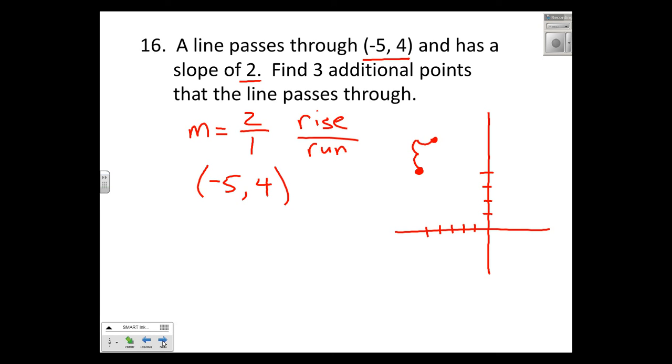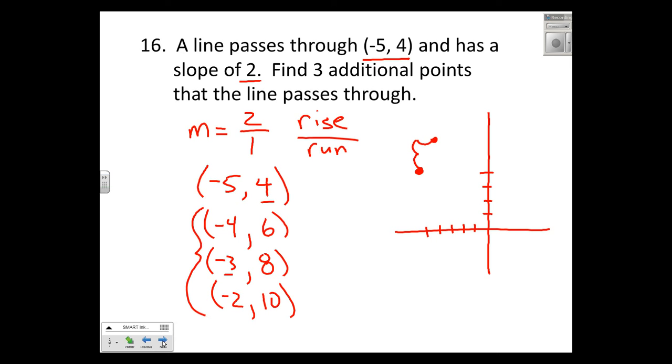If we realize our current height, 4, to get to the next point, if we rise 2, we go from 4 up to 6. If we run 1 or increase, move to the right 1, we move from -5 to -4. And a second point, let's just continue that process. From 6, we rise 2 to 8. From -4, 1 to the right, we run 1 to the right, -3. Rise 2 from 8, 10. Run 1 to the right, from -3, -2.